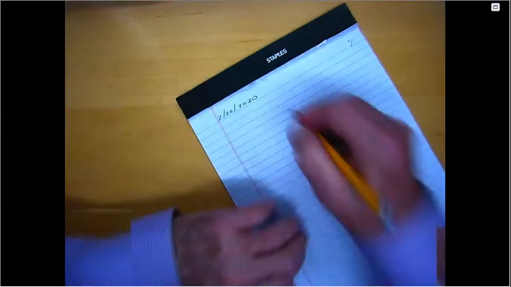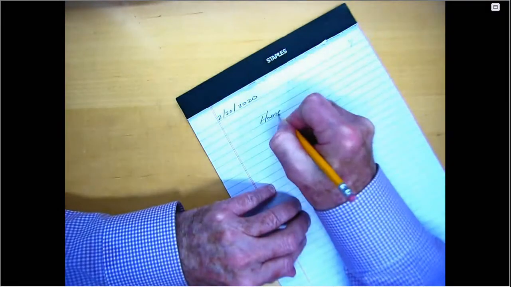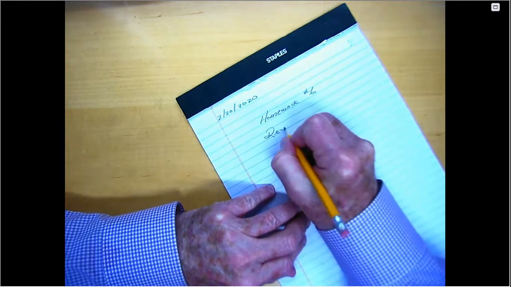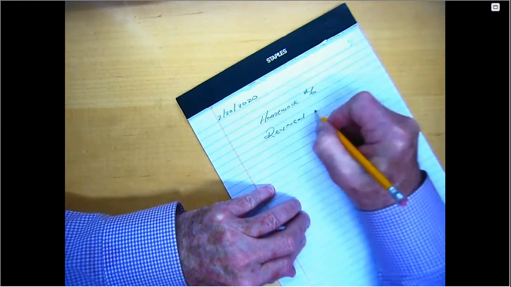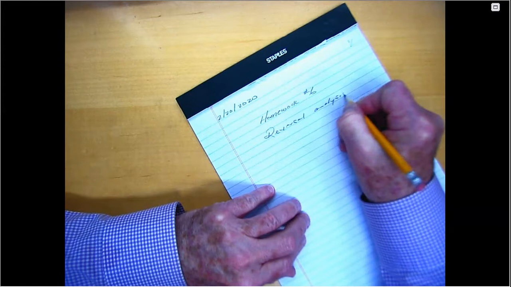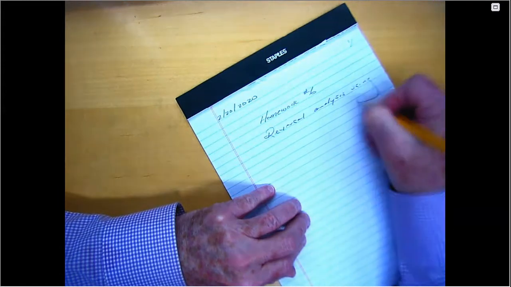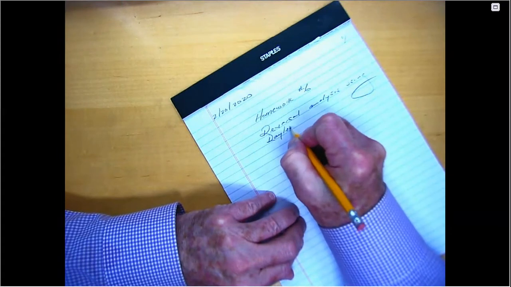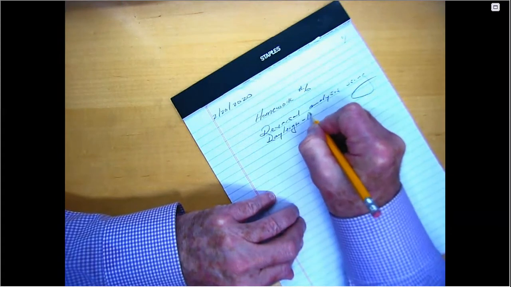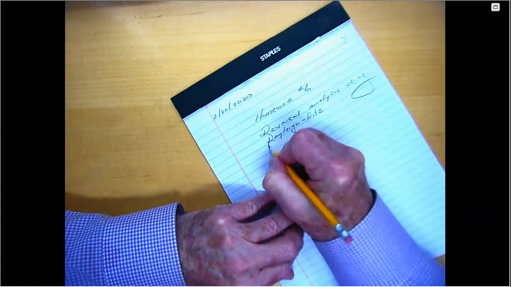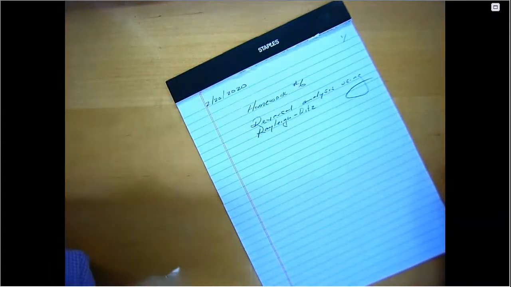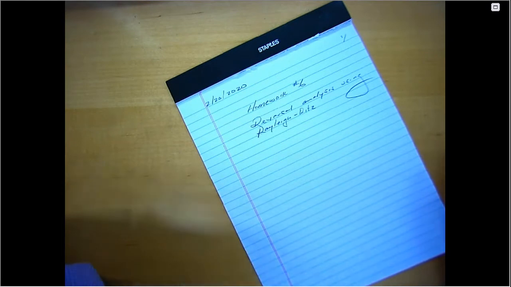Okay, homework number 6. This is reversal analysis using Rayleigh-Ritz. I would say 90%, maybe 99% of all fluid structure interaction analysis is done using Rayleigh-Ritz. It's in industry, but even in industry.